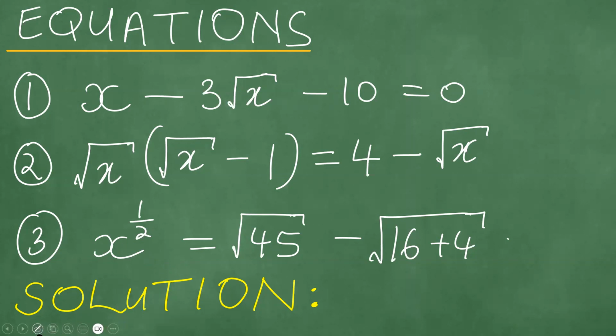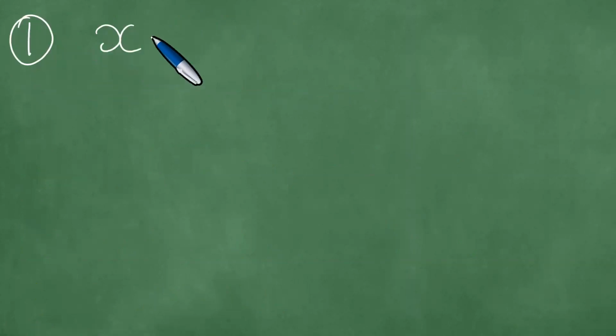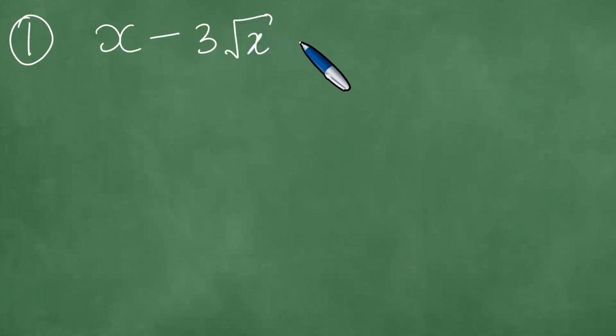Let's look at the first question first. How do we solve the first question first? There are a lot of other questions that I'm sure I'm going to load for you to practice, but the first question is this one, number one. Number one is x minus 3 the square root of x minus 10 equals 0.